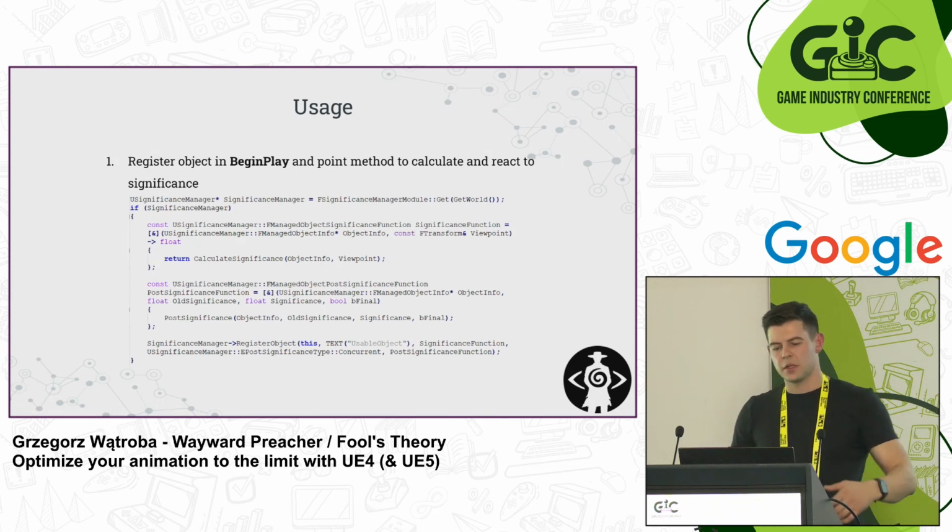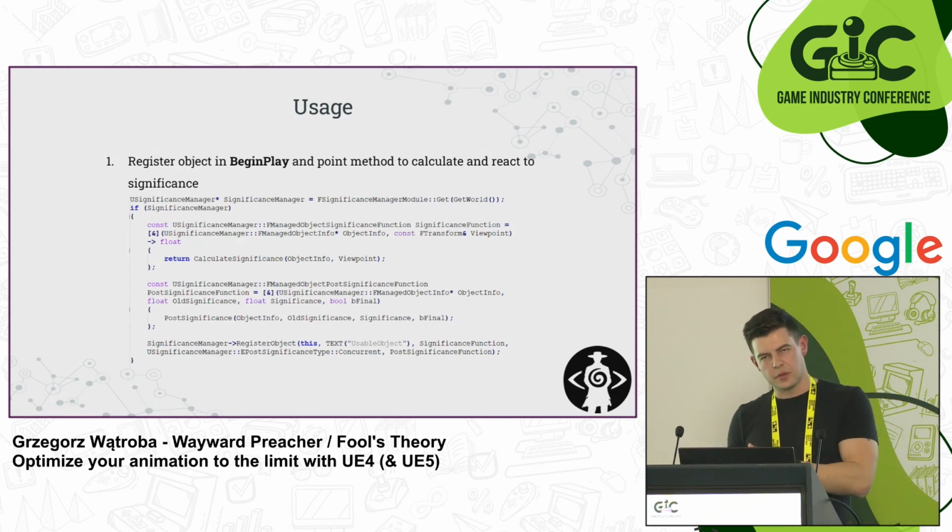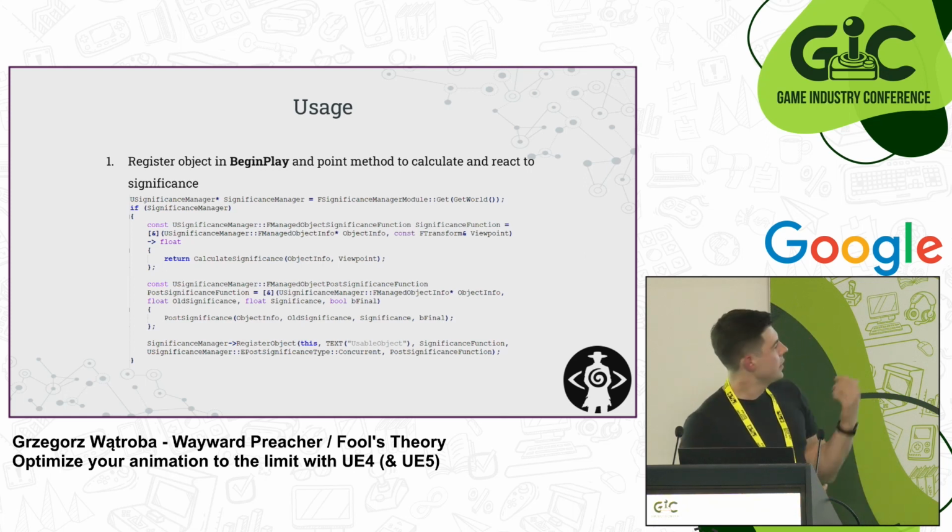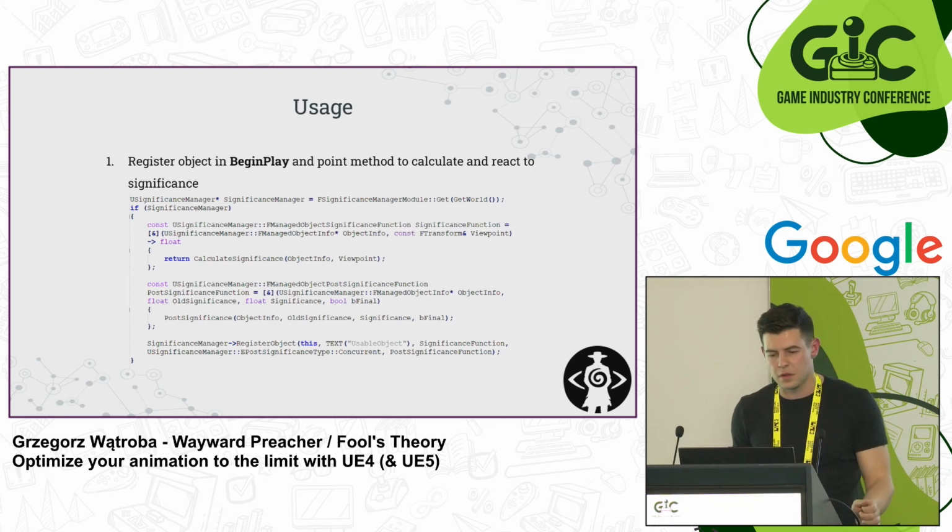And next, the object which we want to react to significance change has to be registered, right? So in BeginPlay, preferably, but it doesn't necessarily have to be there. We should set up two methods: calculate significance and post significance. So here is the setup within BeginPlay, and how to actually implement that.